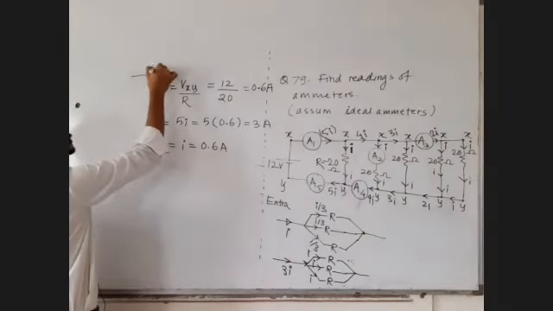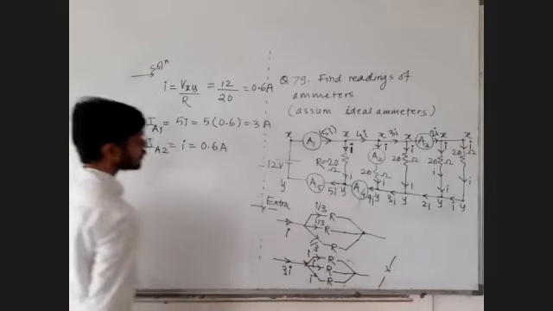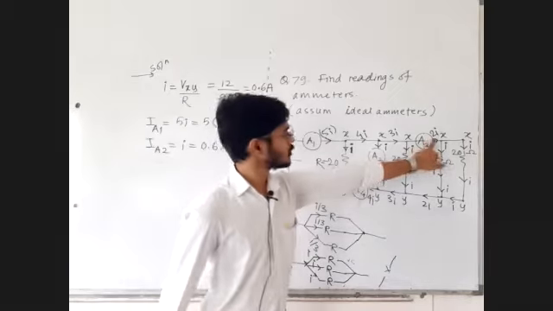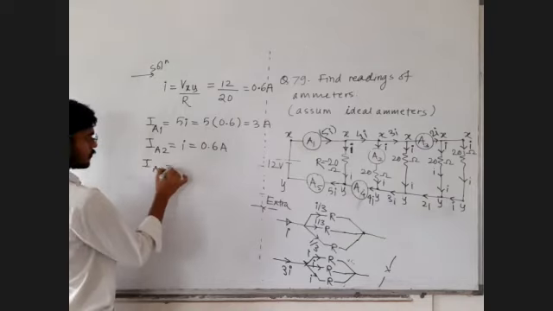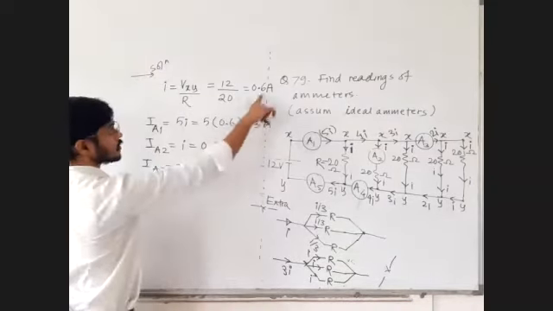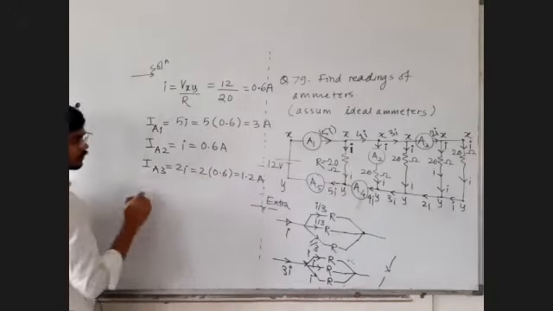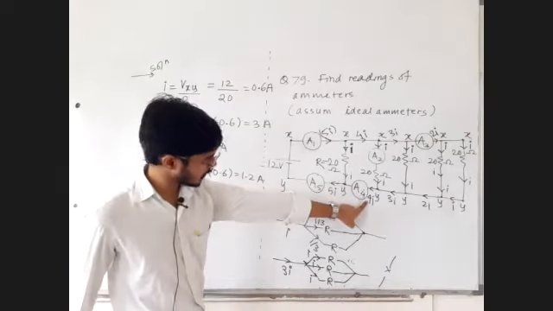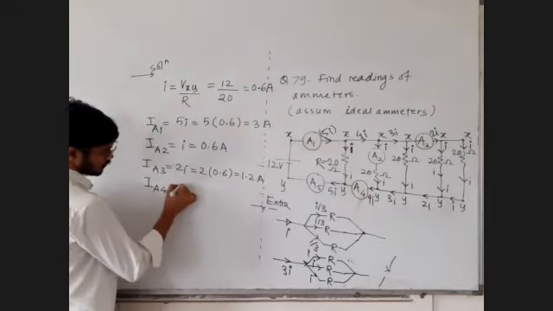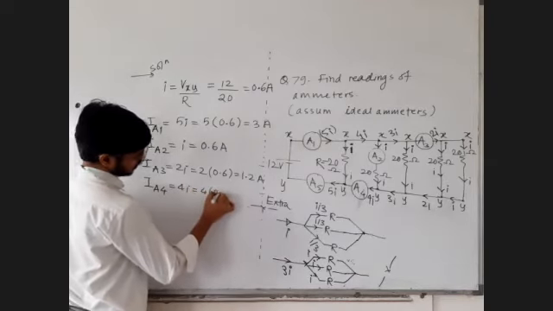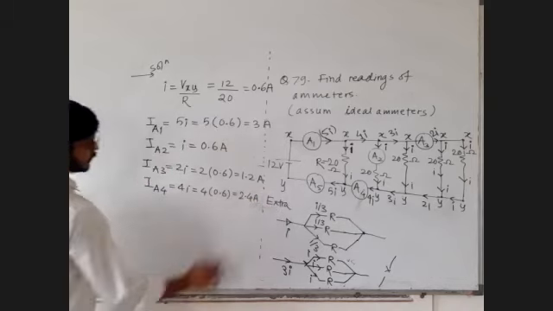Here solution starts. This was the extra point. Reading of the third ammeter is 2i, i is equal to 0.6. Answer will be 1.2 ampere. You do the multiplication on your own. Reading of the fourth ammeter is 4 times i, i is equal to 0.6. Answer will be 2.4 ampere.